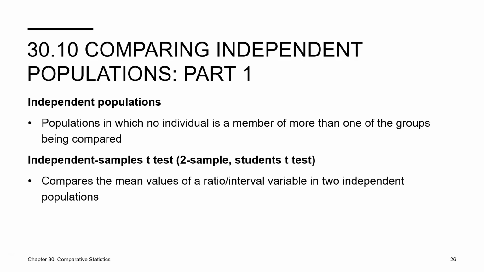And so section 30.10 goes over comparing independent populations. Not only can you run the statistical tests between one sample and a set value, you can also compare across the populations. Independent populations are those in which no individuals are part of more than one group. You can run an independent samples t-test, where you take the mean values of two different groups. So if you're looking at the difference in age in two different groups of people, then you would run an independent samples t-test.